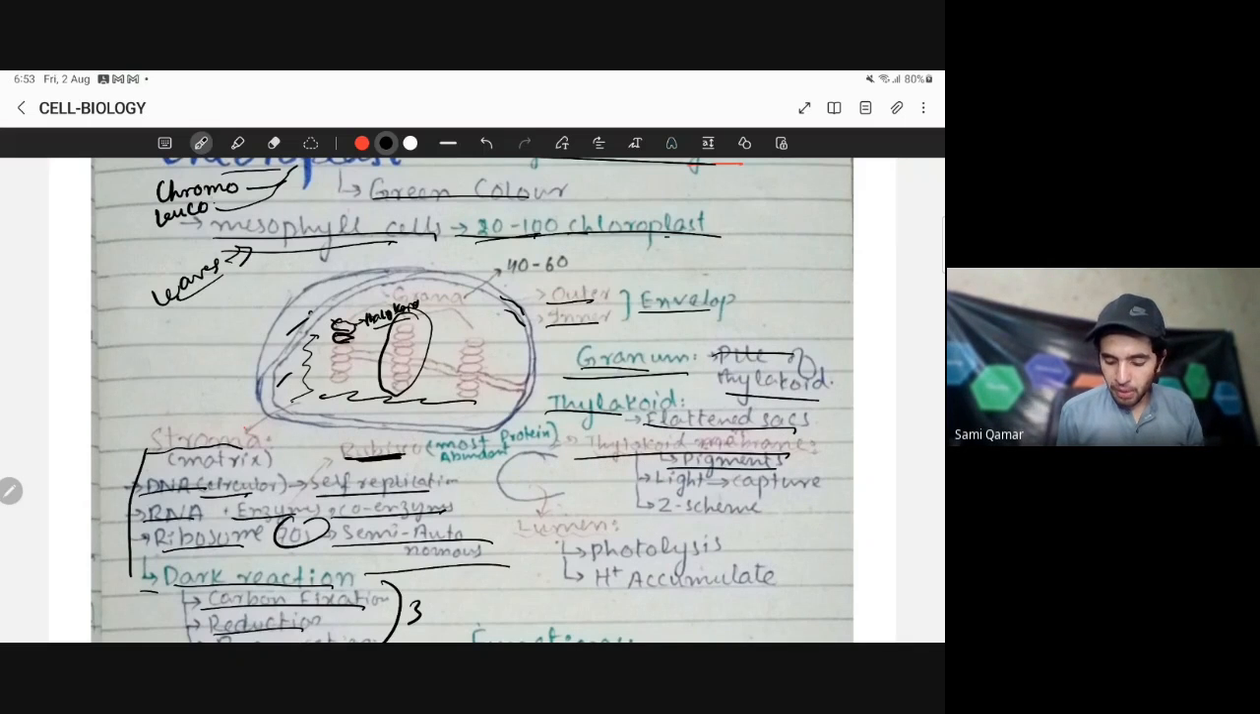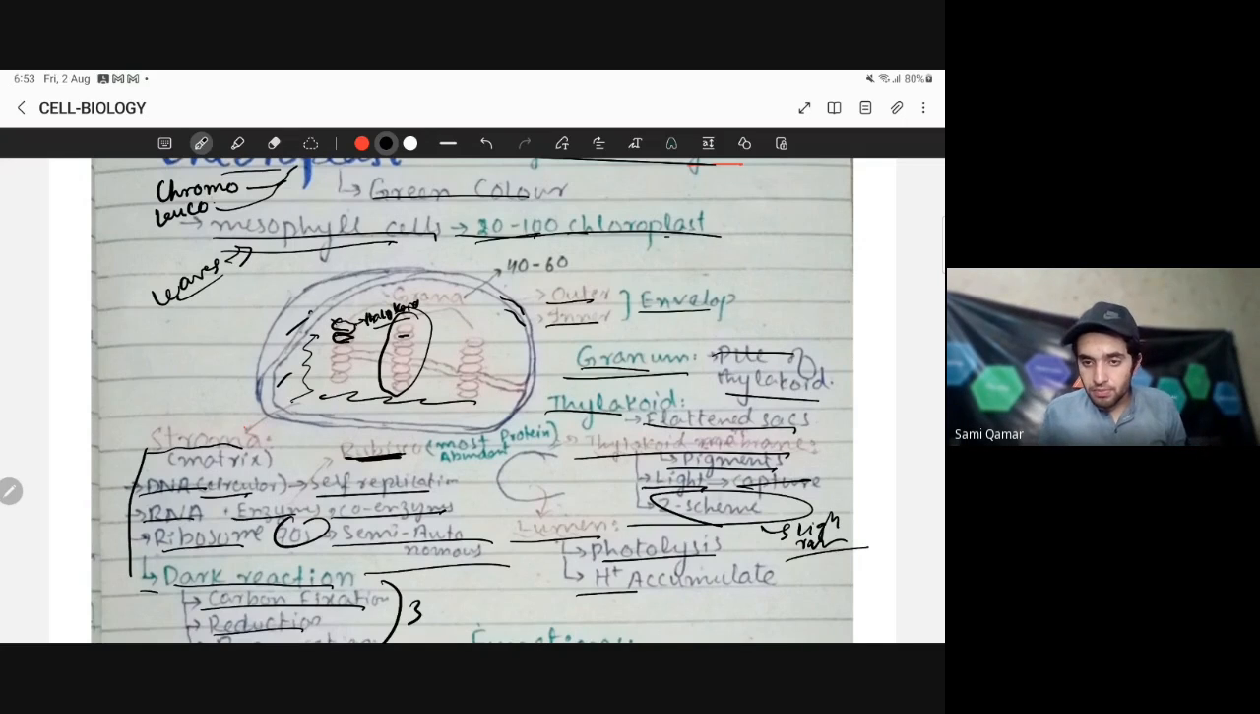The thylakoid membrane has pigments that capture light through the Z scheme. The Z scheme is known as the light reaction. In the lumen of this sac, photolysis will happen, the breakdown of water.